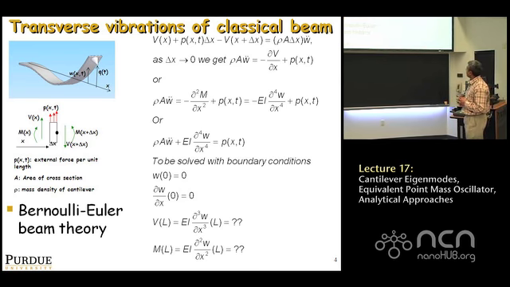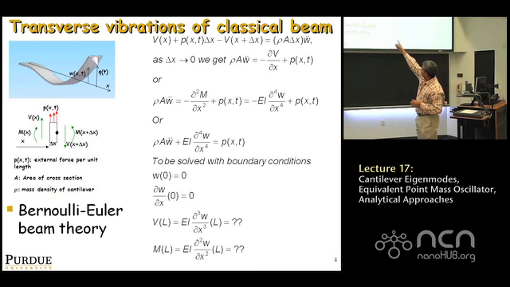Now, it has to be solved with boundary conditions, and typically the boundary conditions are that the deflection on the far left at x equal to 0 is going to be 0 because it's fixed, clamped, if you will, to the chip, right? And you want to have the slope equal to 0 at x equal to 0.